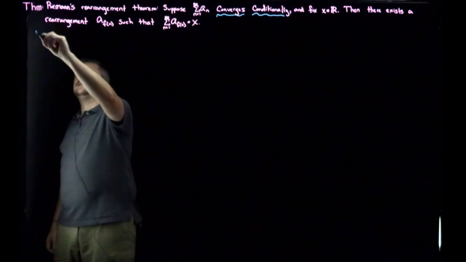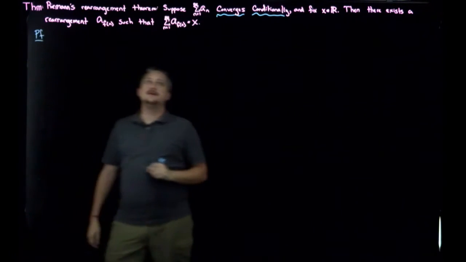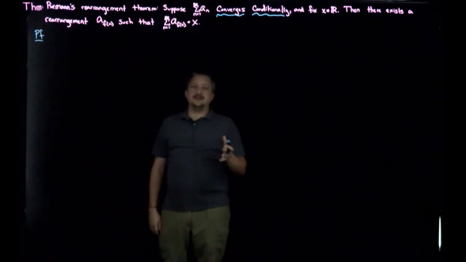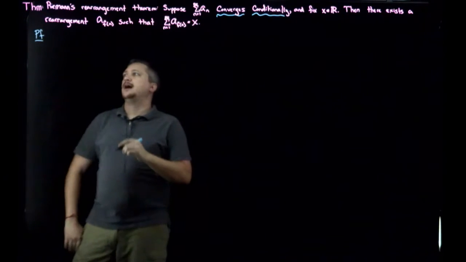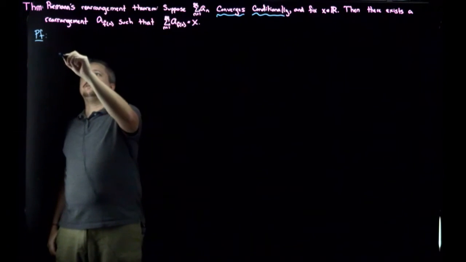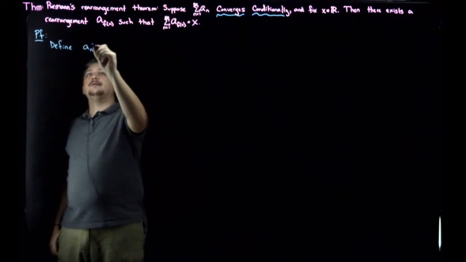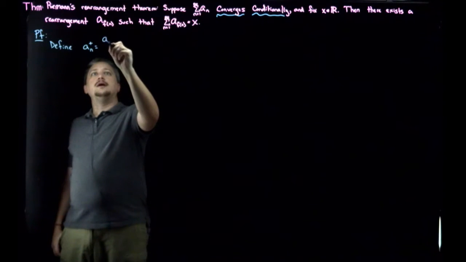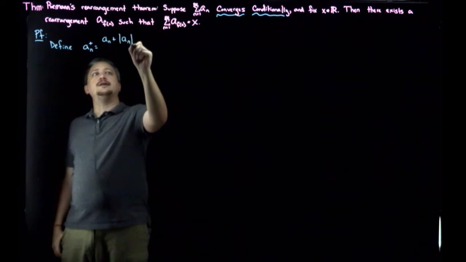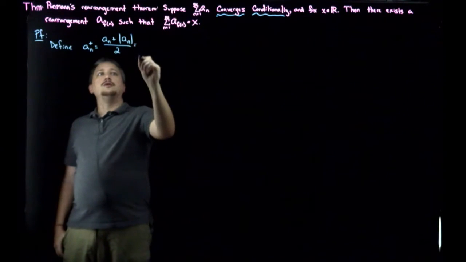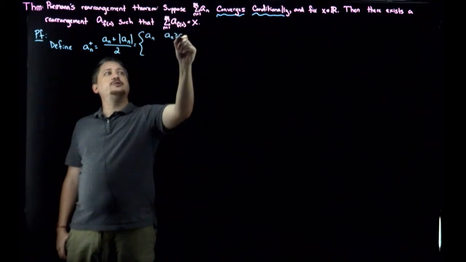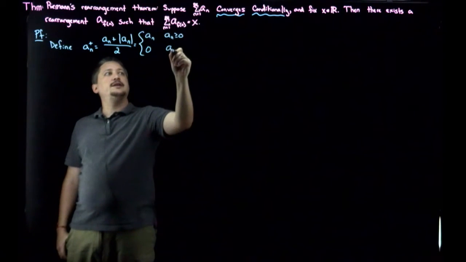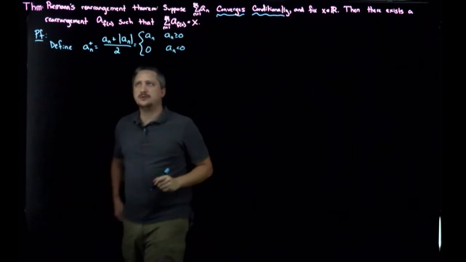All right, so let's start with that, or start our proof. So, as promised, I'm going to use the a_n plus and a_n minus notation, but I'm going to define them here just to be safe that we're all on the same page. So define a_n plus to be a_n plus absolute value of a_n, over 2, which is really just a_n for when a_n is greater than or equal to 0, and 0 for when a_n is less than 0. Okay.